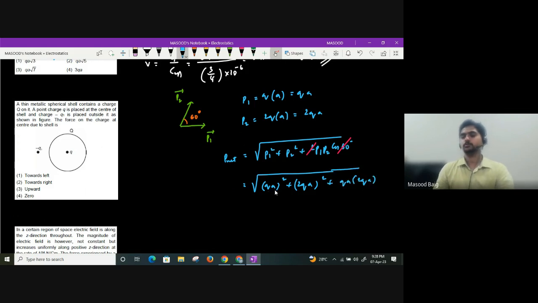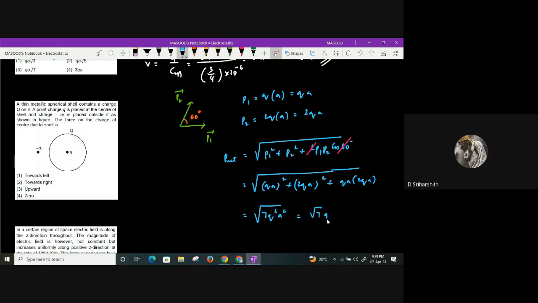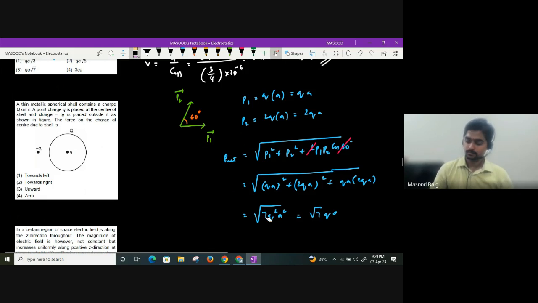So q square a square, 4 q square a square, and 2 again. 2, 4, 6, 7 you will get, guys. Under root of 7 q square a square, which will be root 7 times q into a, guys. This will be our resultant dipole moment.